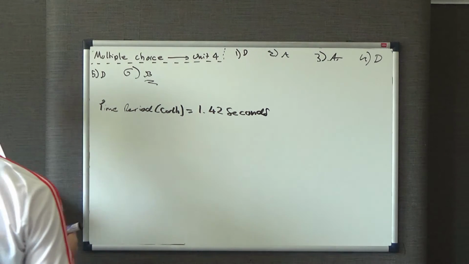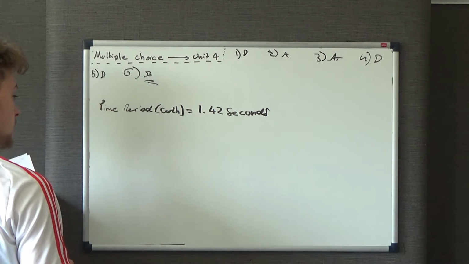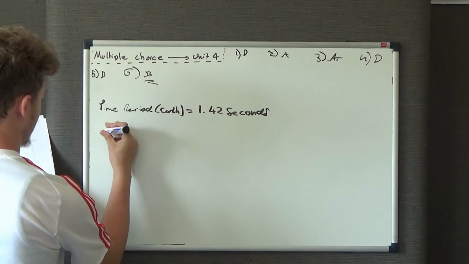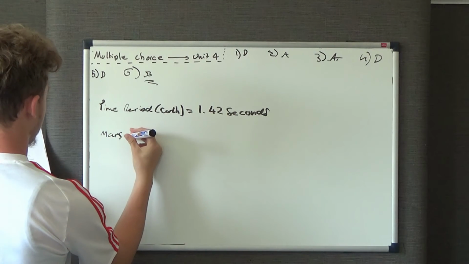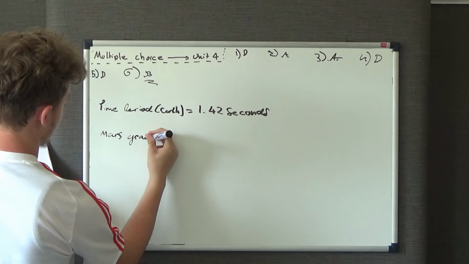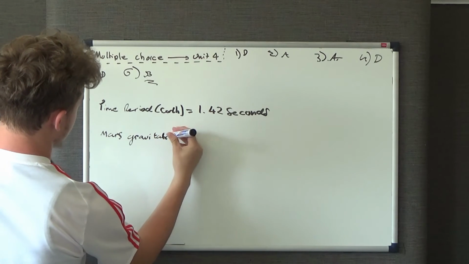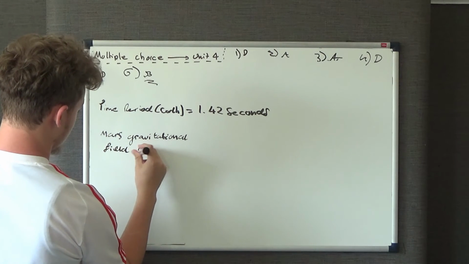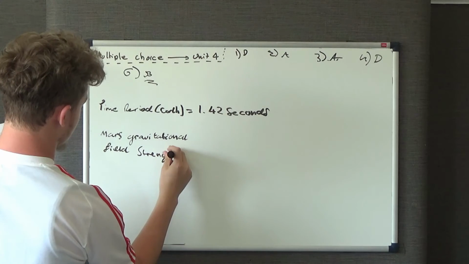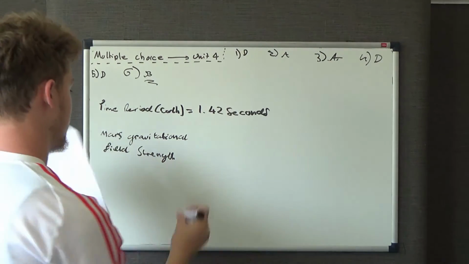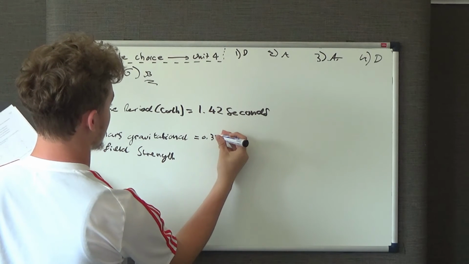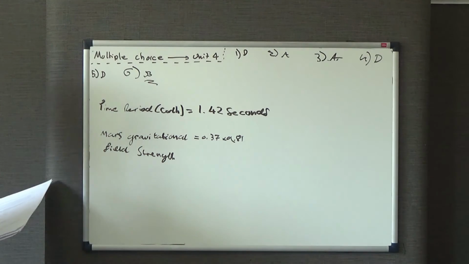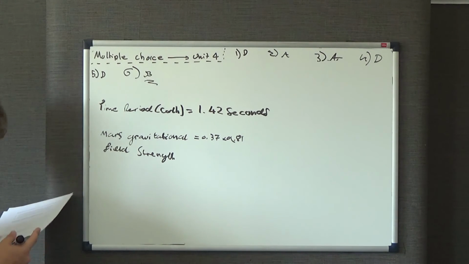And on the moon, oh, we're not told on the moon, sorry. On Mars, where am I getting moon from? Mars' gravitational field strength is 0.37 times. Sorry, one sec. It's 0.37 times that of Earth. So, in other words, it's 0.37 times our gravitational field strength, which is 9.81 newtons per kilogram. Hopefully you see that.